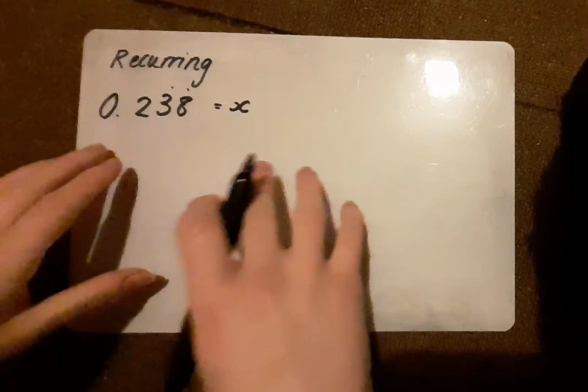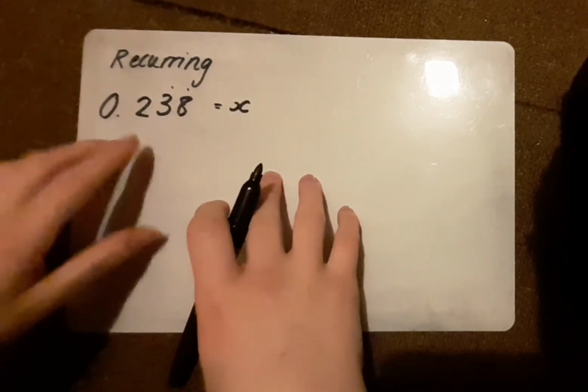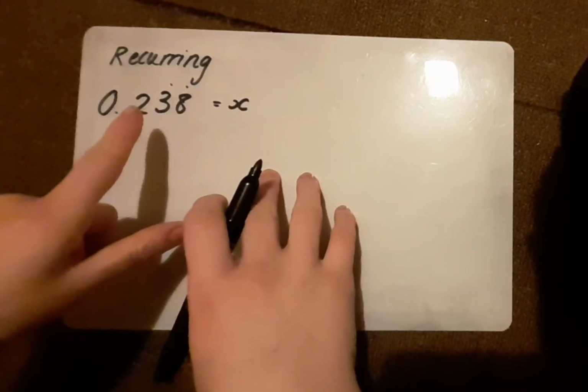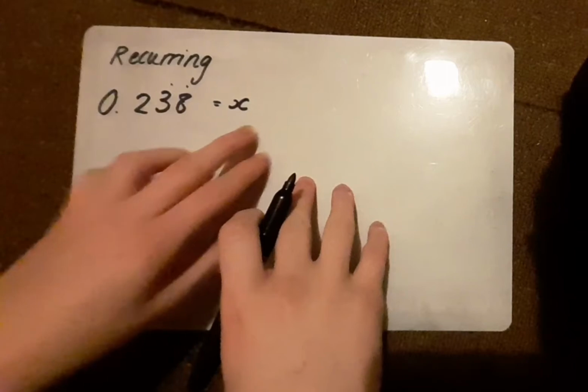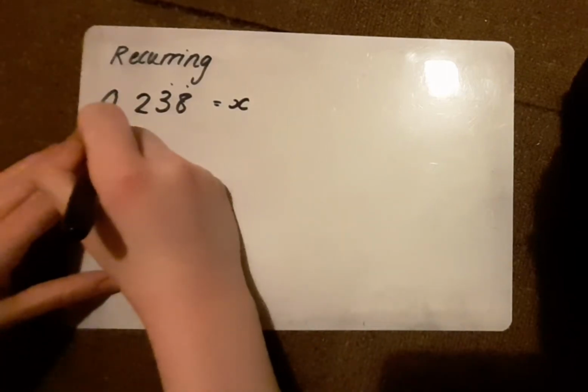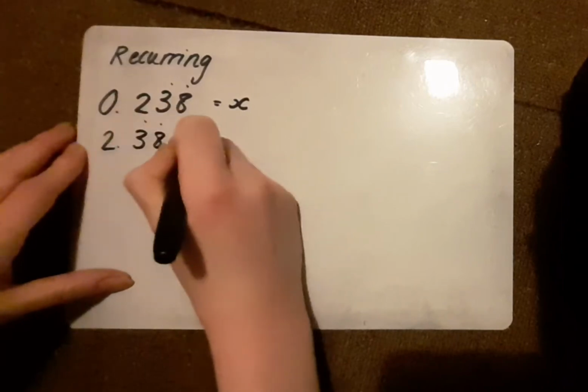So the first thing we're going to do here is make this original decimal equal to x, but in order to get nice numbers to work with, we need to be able to get rid of the recurring and just get an integer. So I'm going to do this by working with different values of x. So I'll say, for example, 10x would be 2.38 recurring.